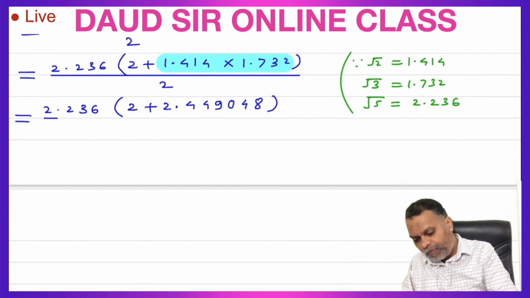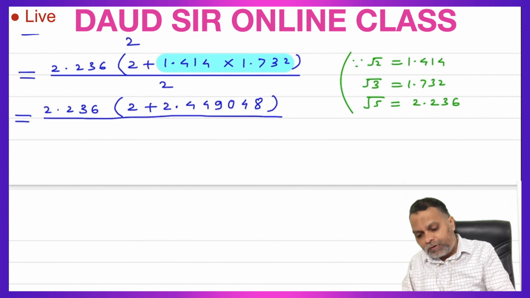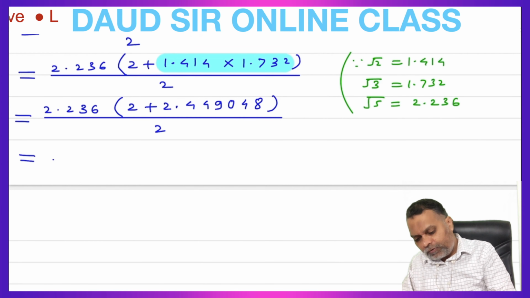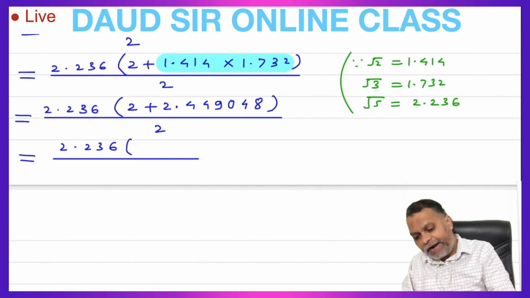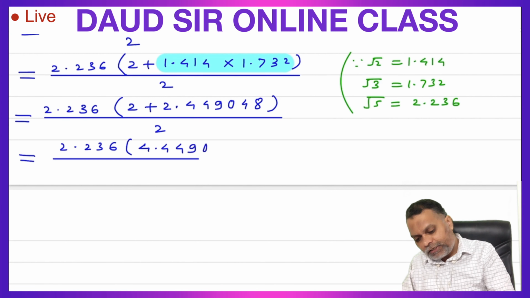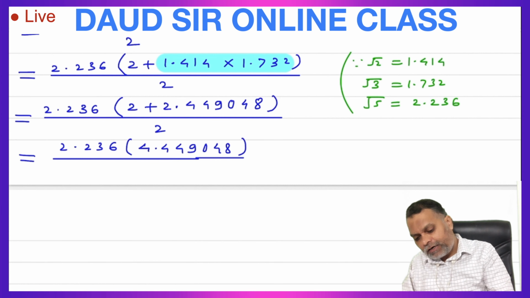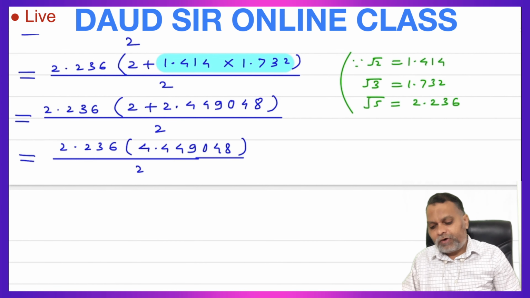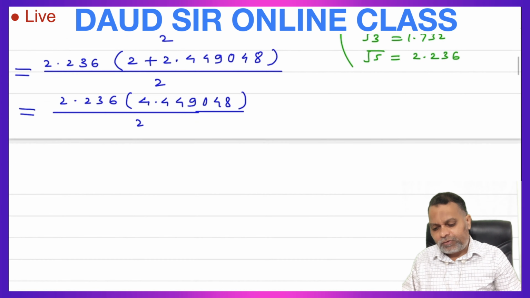divided by 2, which is equal to 2.236, and add this 2.449048 plus 2, 4.449048 divided by 2. Now we have to multiply the numerator quantity also.